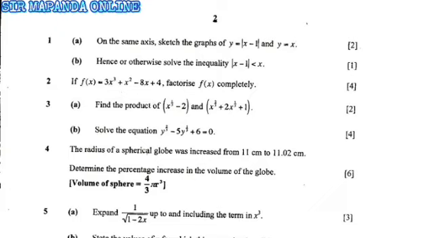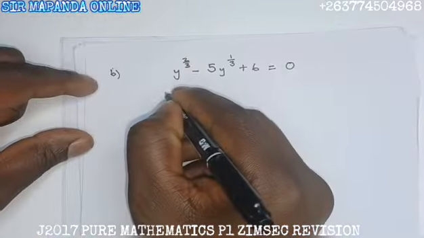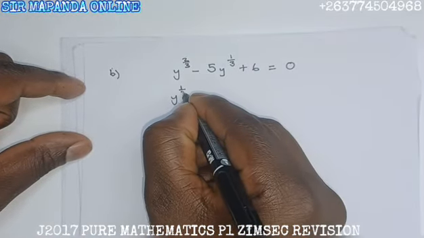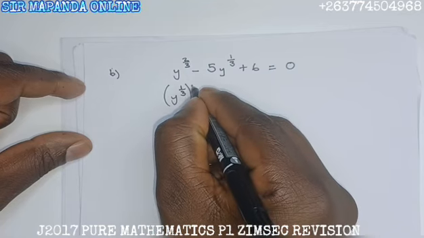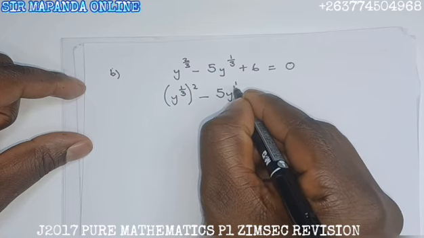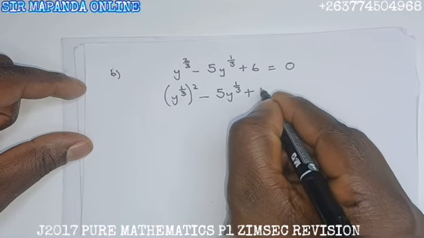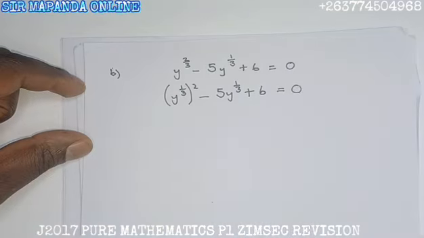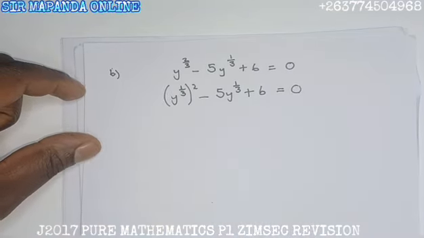Solve the equation y to the power of 2/3 minus 5y to the power of 1/3 plus 6 is equal to 0. So this is a quadratic equation. What you need to do is understand that y to the power of 2/3 is as good as y to the power of 1/3 raised to the power of 2, minus 5y to the power of 1/3 plus 6 is equal to 0, something like this.